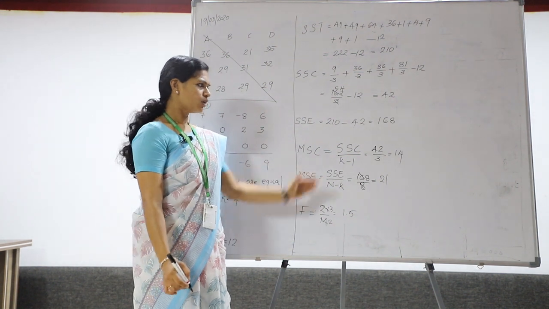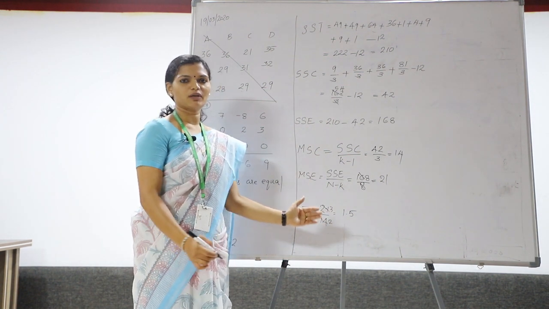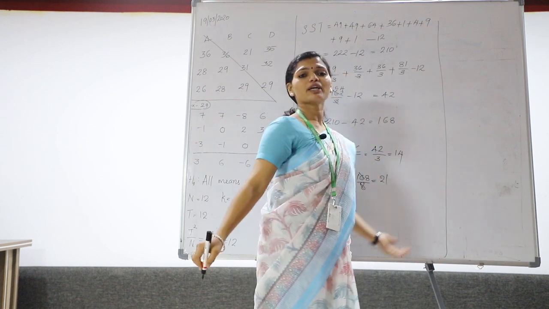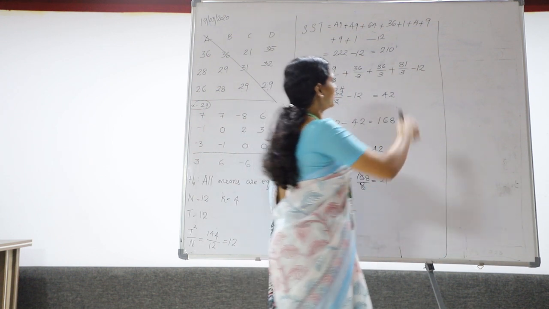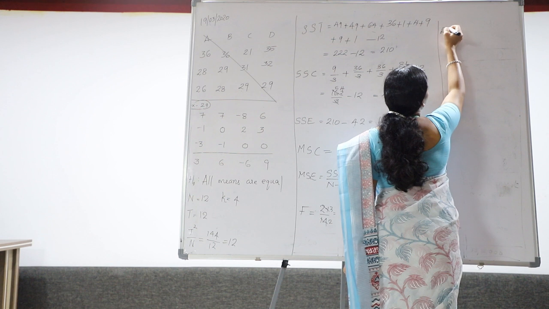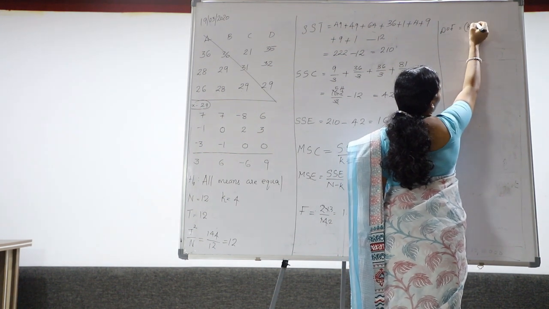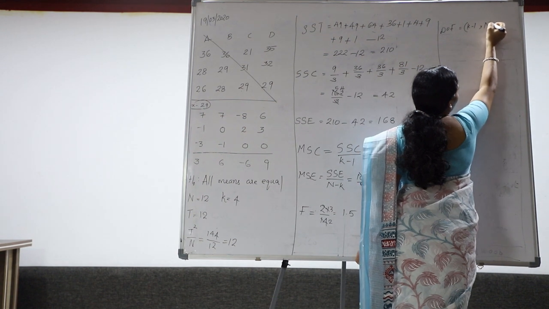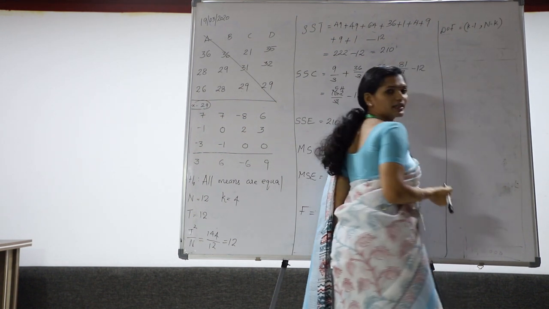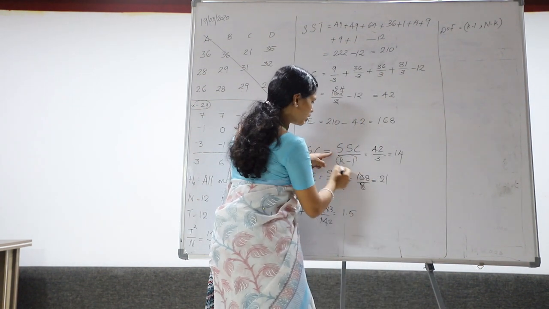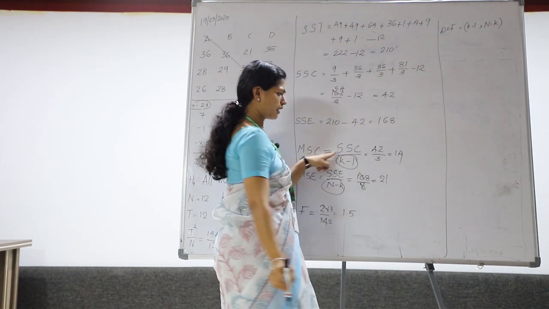Okay. Now only the table value part is remaining. We are about to finish. In order to get the table value, we have to take the degrees of freedom. I have told you that for one-way ANOVA, k minus 1 and n minus k are the degrees of freedom. That is these two denominators, k minus 1 and n minus k. What are those numbers?